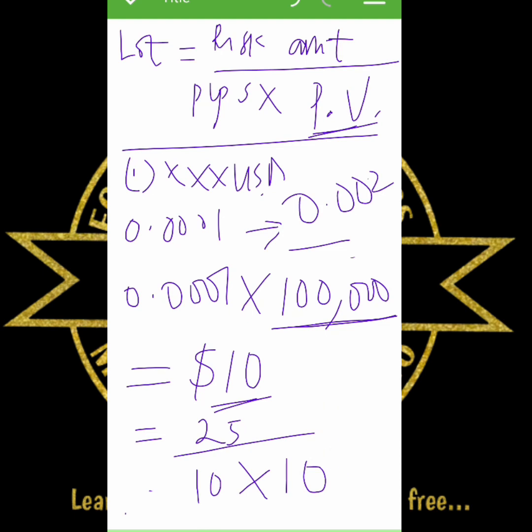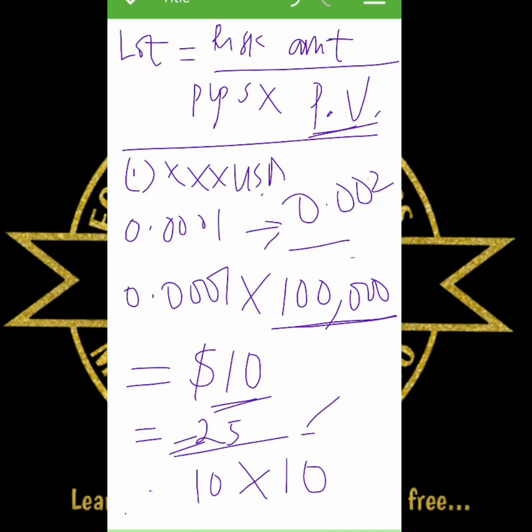0.25. So the lot size we are going to use will be 0.25. When you put 0.25, you will be risking 10 pips. If at the end of the day the trade goes against you, you will lose exactly $25, plus your commission if they also charge you commission. So that is for currencies that are quoted in USD.